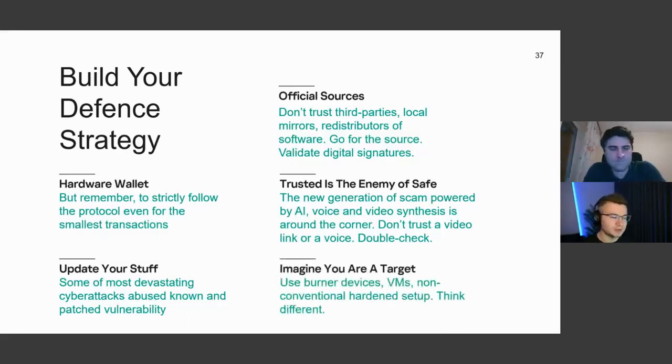One good way to be a little bit paranoid is always keeping in mind that you are a target. Try to use one-time use devices, open documents from unknown or unexpected sources in a virtual machine that is not connected to the internet, for example. Then just wipe that machine, just burn it, and then start again. Try to use some non-conventional setup, maybe harden the operating system, and try to think different.